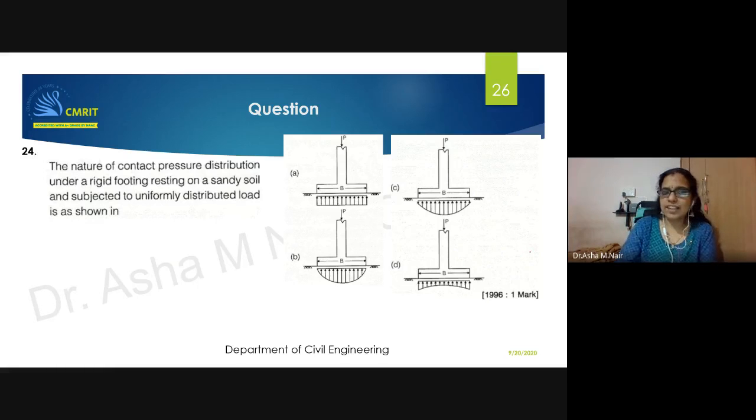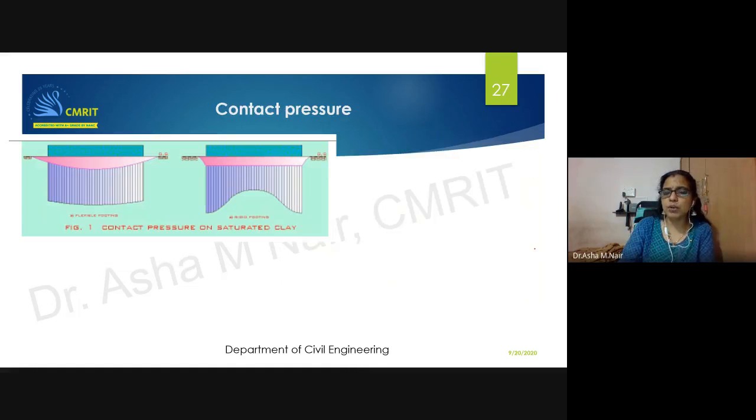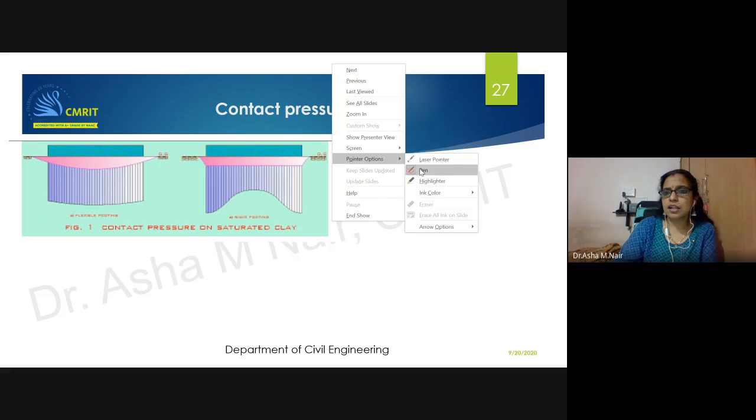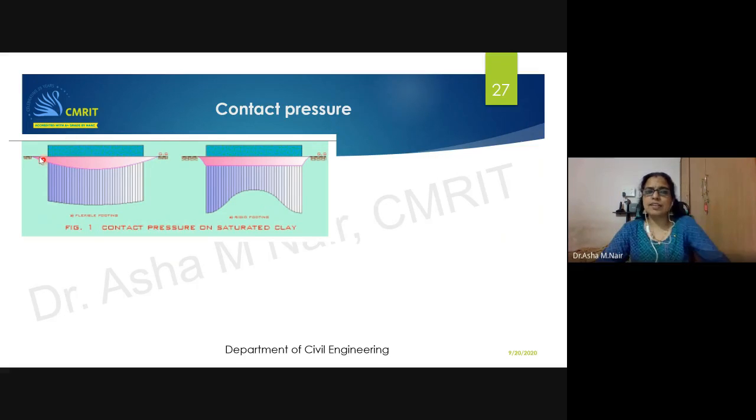Before I go on to this slide, I will just explain one part. Please, this is a very, very important part. On a saturated clay, if I have a flexible footing, you can see here the footing settlement is going to be more at the center and it decreases towards the edge. Please note this is for clay, whereas the pressure is more or less uniform.